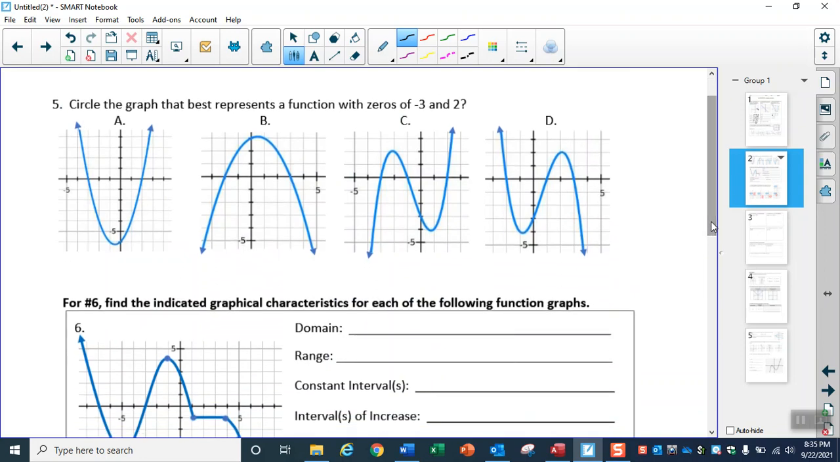And now looking at 5, circle the graph that best represents the function with zeros -3 and 2. So the zeros are the x-intercepts. So there's -3 and there is 2.